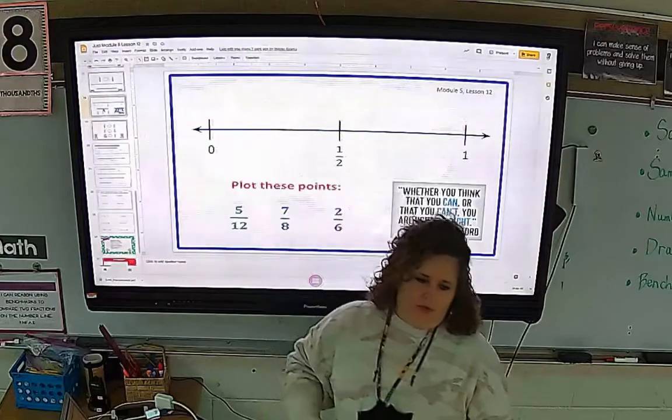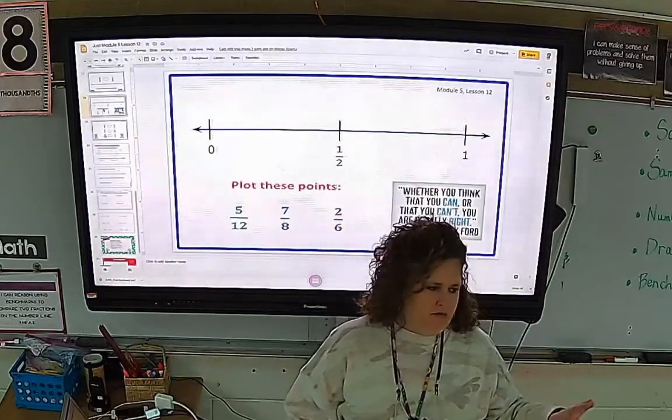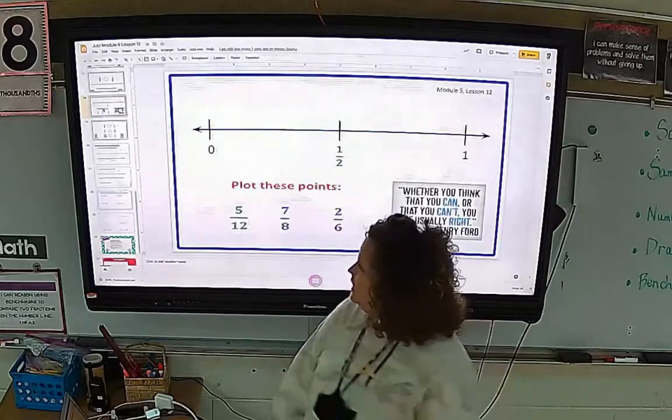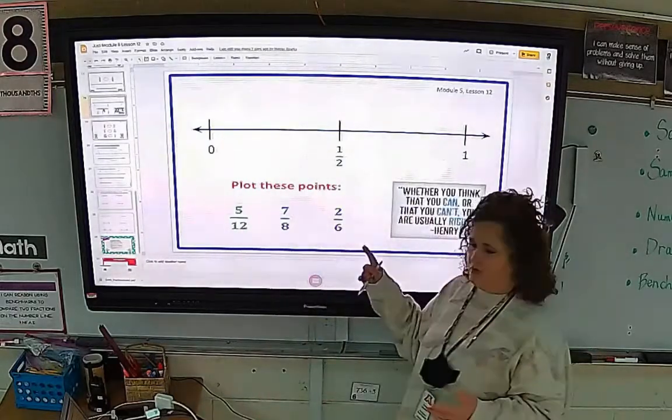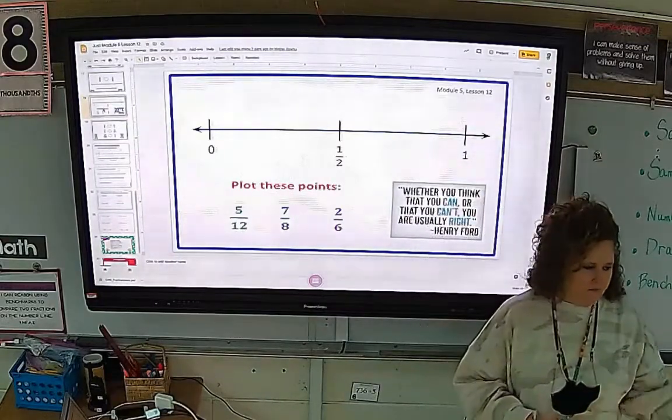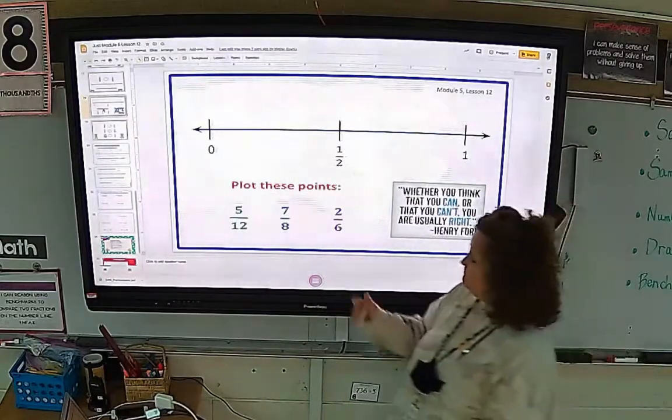I am going to show you very quickly both ways. It does not matter to me which way you choose. Could it take longer to draw 3 different number lines? Yes, but it could be way less confusing. Okay? All right.